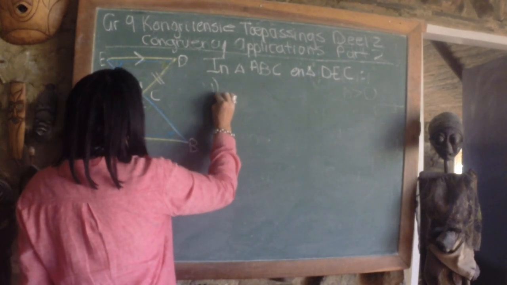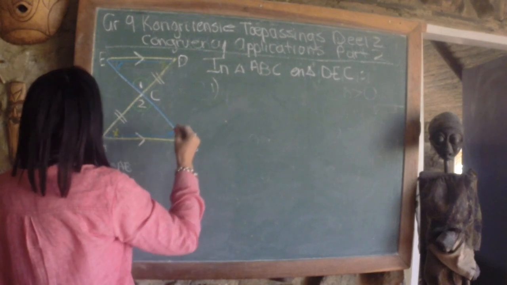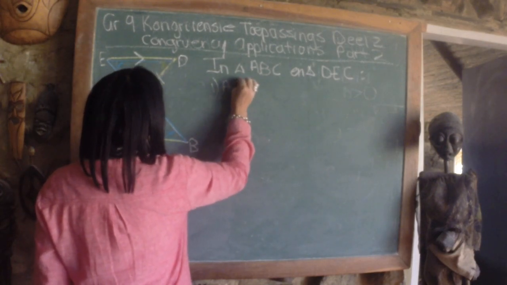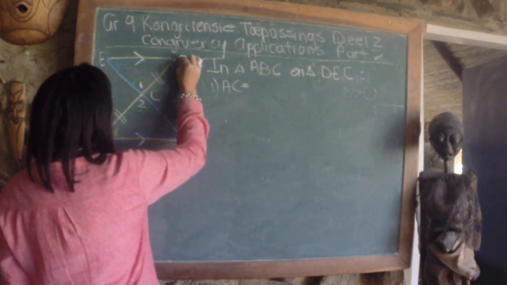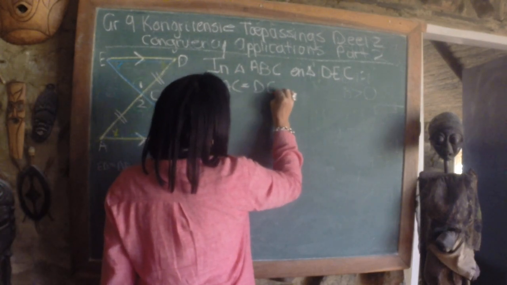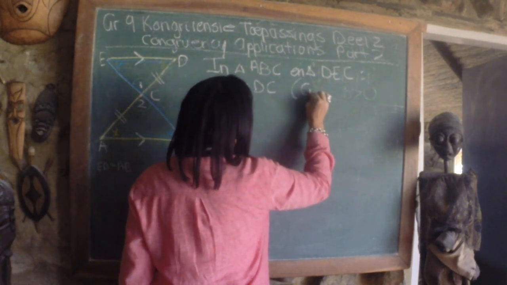Number 1, we start with AC equals DC, and that's being given.